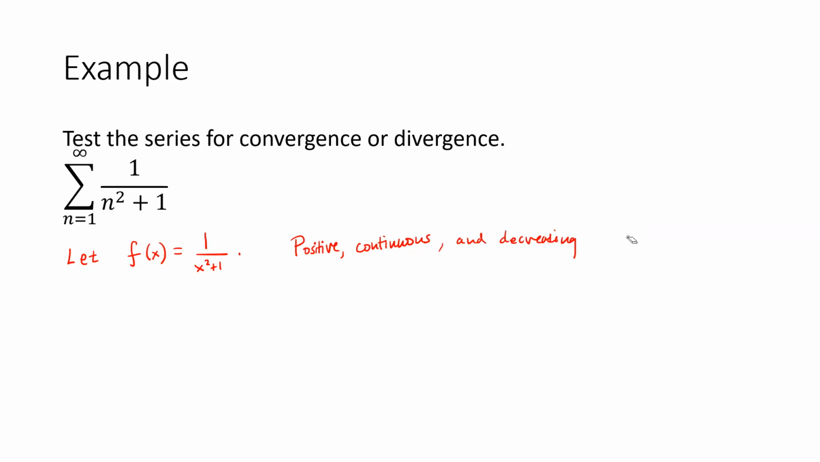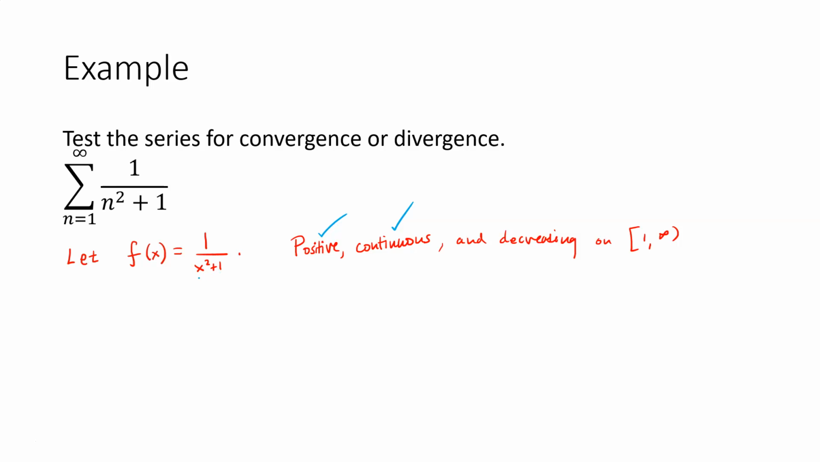So let's quickly verify that that's the case here. Clearly it's positive: 1 over x squared plus 1 will always be a positive value for any value of x. It's also continuous, because you'll never get a value of 0 in the denominator, so there are no points of discontinuity. And the one thing we have to check is that it's decreasing. You can clearly see that it will be decreasing on the interval from 1 to infinity.